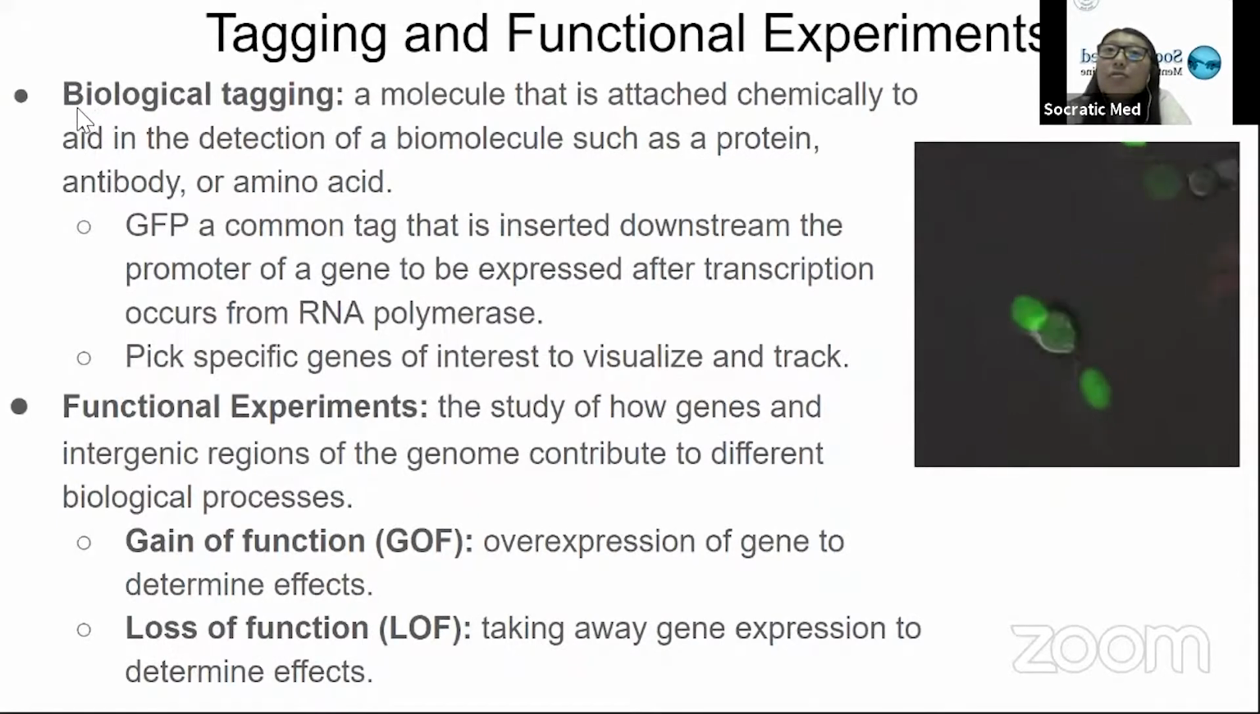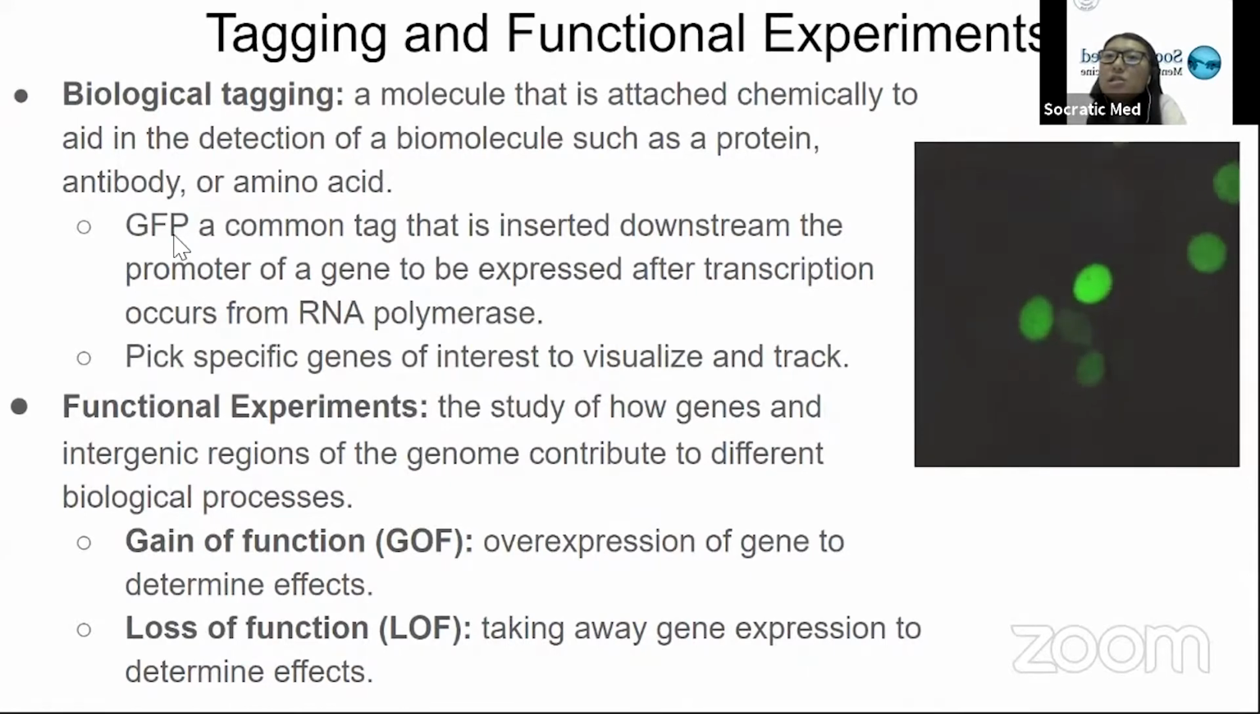Tagging: a very common reason that they use biological tagging is to visualize and see where, like in this image to the right, to really follow certain cells or molecules or proteins that are moving throughout an organism, to track it. Biological tagging is when a molecule is attached chemically to aid in detection of a biomolecule, such as a protein, antibody, or amino acid. And a really common tag is GFP, green fluorescent protein.